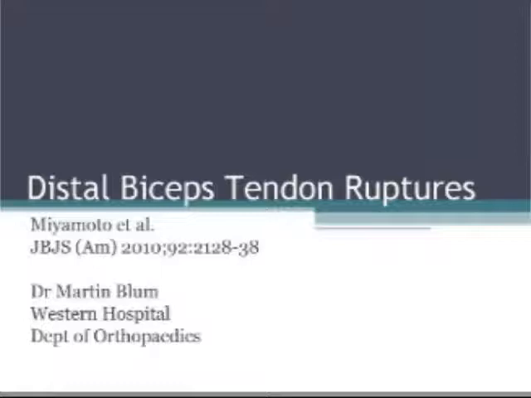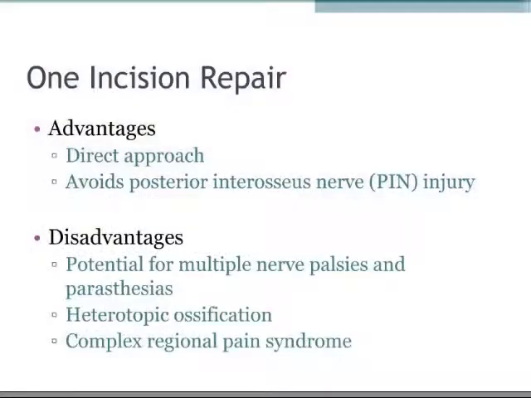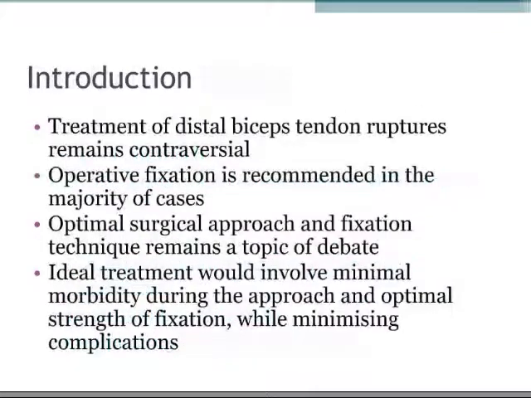Thanks very much. Today I'm talking on distal biceps tendon ruptures, summarising an article in JBJS 2010. Basically, the treatment of distal biceps tendon ruptures still remains controversial. Operative fixation is recommended in the majority of cases currently, but the optimal surgical approach and fixation technique remains a topic of debate. The ideal treatment involves minimal morbidity during the approach, optimal strength of fixation while minimising the complications.